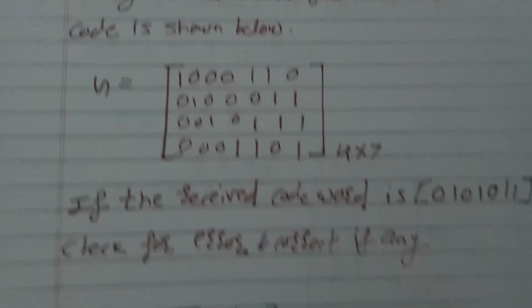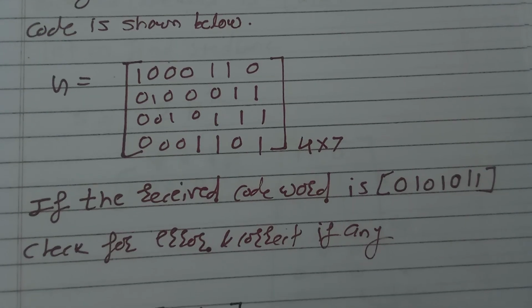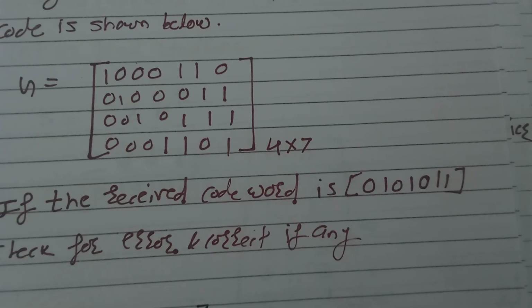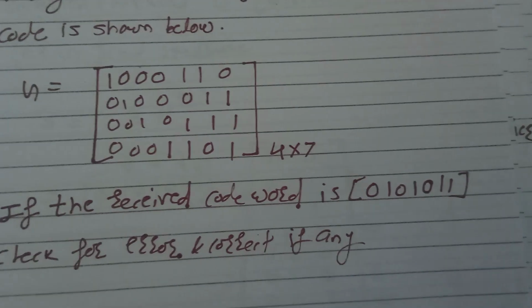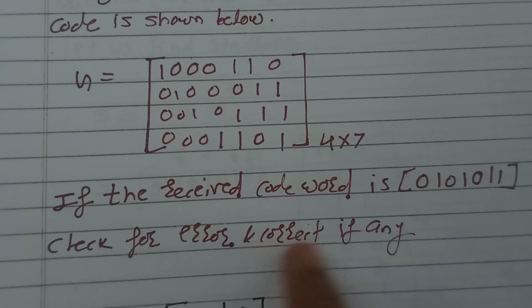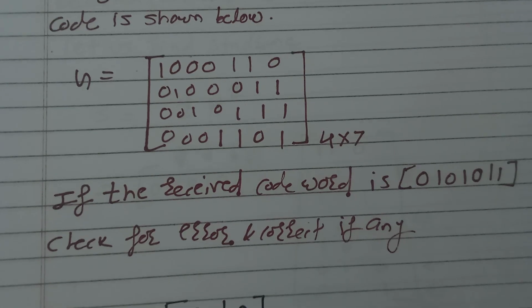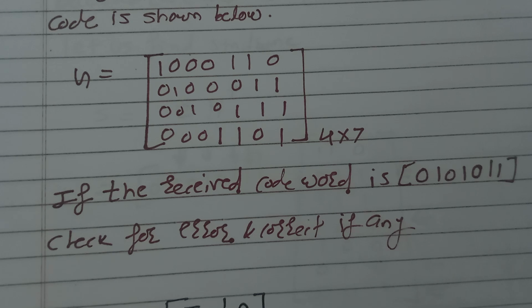The next part is that the received code word is this one. Then you have to check for error and correct if any. In linear block code, the number of errors to be corrected would be a maximum of 1, from the exam point of view. So let us see the solution for this.